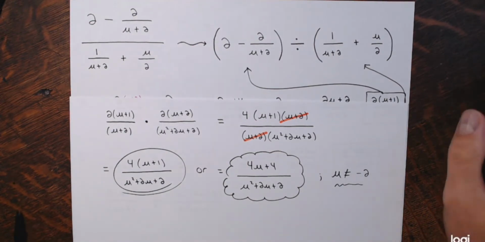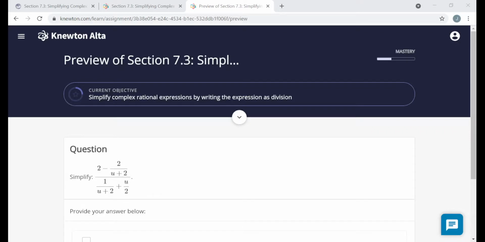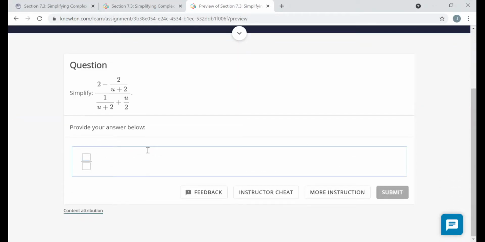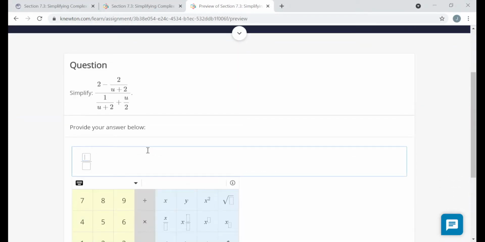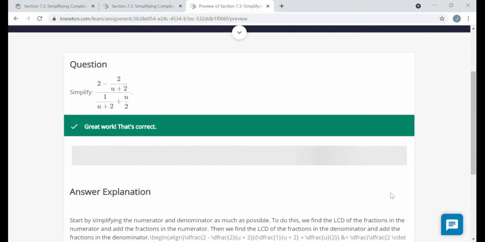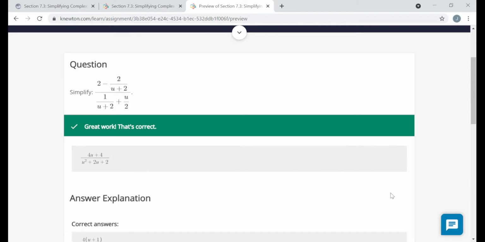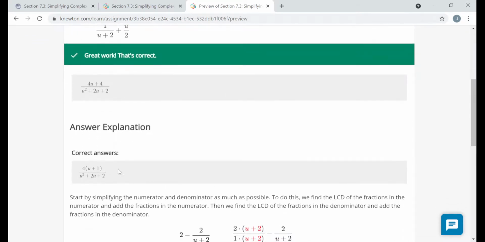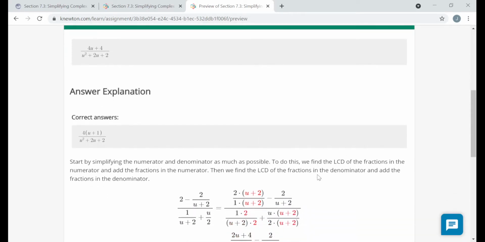Alright, let's enter this. So numerator, 4u plus 4, denominator u squared plus 2u plus 2. And that should be good. Wonderful. So again, please see you can write things factored as well. As long as they're equivalent, it'll take it.